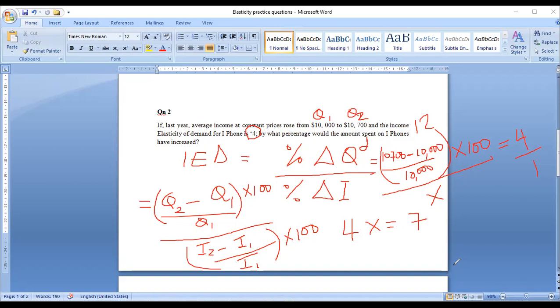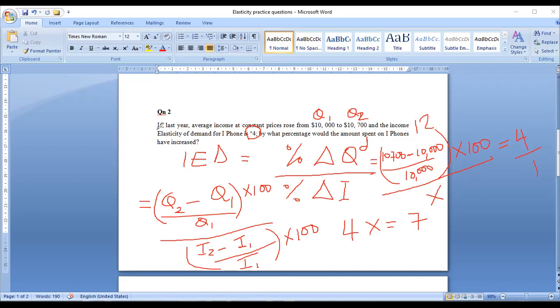Are we on the right track? We divide both sides by 4 in order for us to get x. Everything here is wrong, I think.